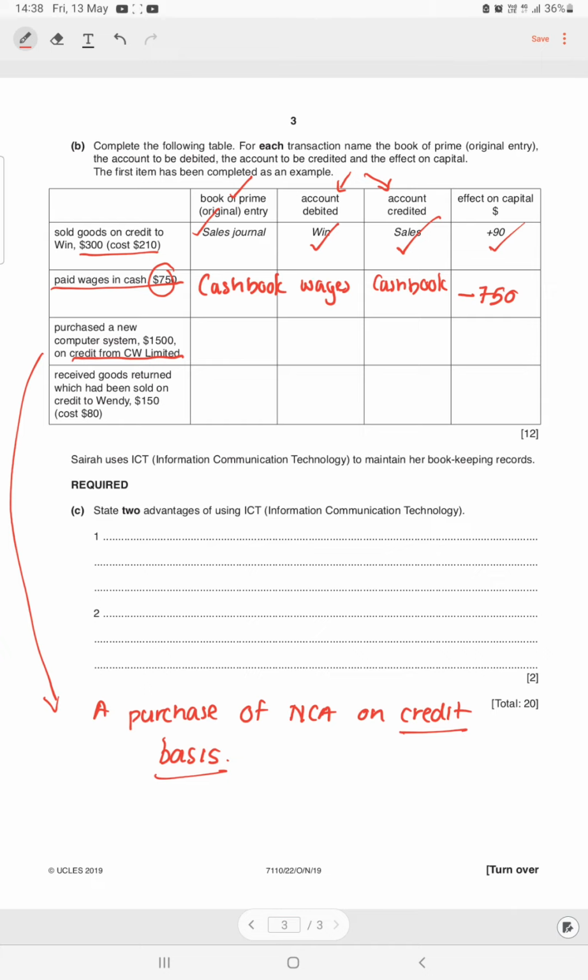So here you bought a non-current asset, because she's a garden furniture retailer and computer systems are not garden furniture. She hasn't bought a trading good here. Understood? So other payables, but yes, it's a purchase of a non-current asset on credit basis. It is not a credit purchase, because they haven't bought trading goods. It is not a cash transaction either. You have not paid money for it, so this is a purchase of a non-current asset on credit basis. Purchases of non-current assets go to the general journal.